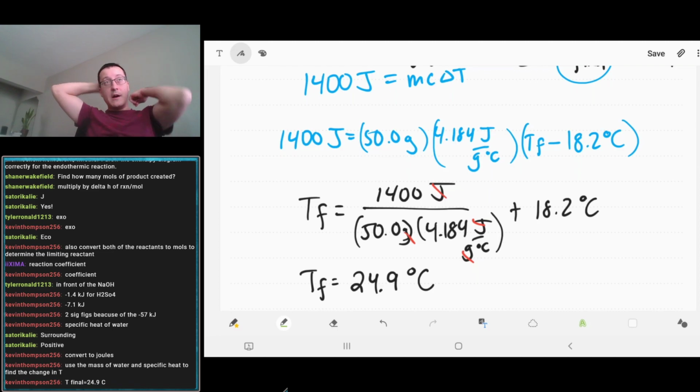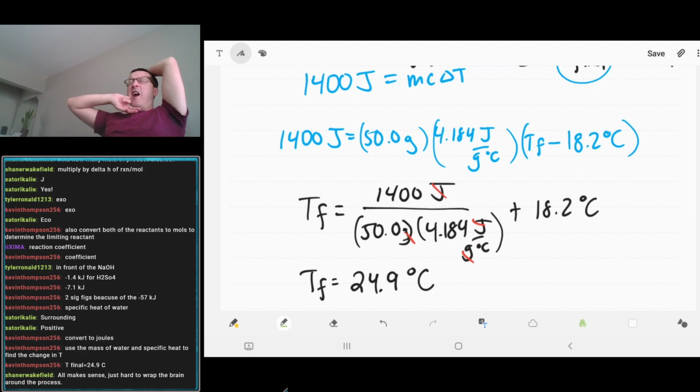By the way, if you did not flip your sign for the Q reaction for surroundings as the opposite, you would end up with a temperature that was lower than what you started with. And that is one way you would know, wait a second, this was an exothermic reaction. It should have gotten hotter. Why is it getting colder? That tells you probably had a sign error somewhere in there.